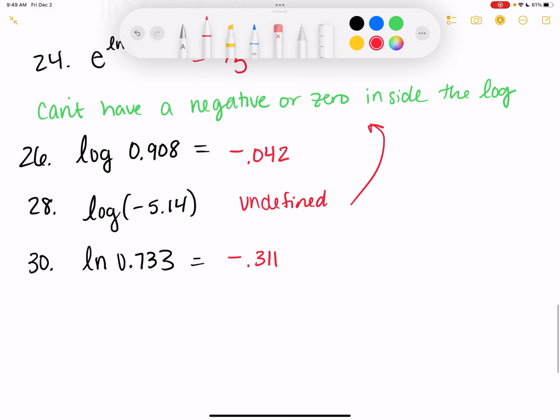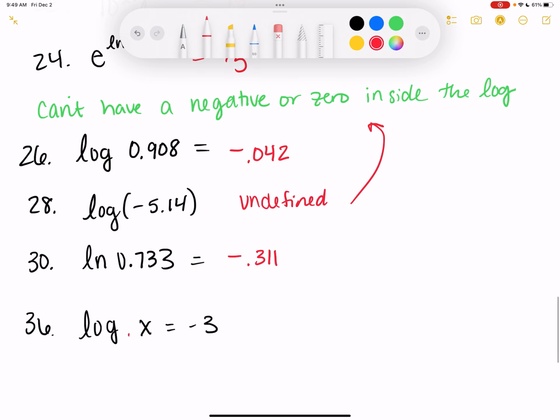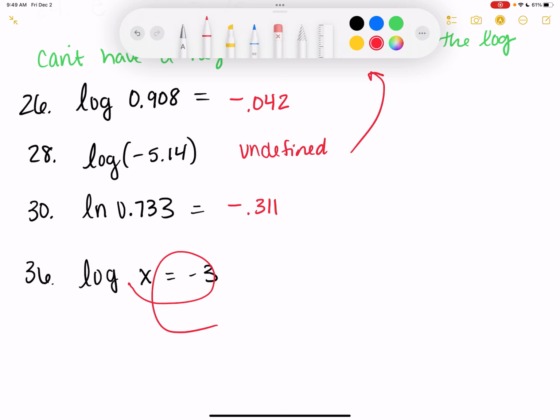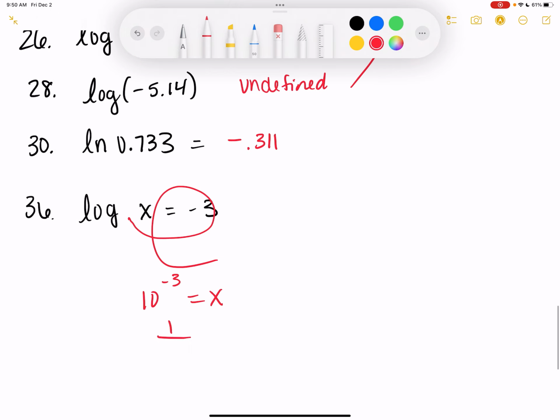And then just so you see one of these, log of x is equal to -3. And we're trying to solve this. So this is a log base what? Log base 10. So you have 10 to the -3 is equal to x. 10 to the -3 would be what? Well, wouldn't you have to flip it? Yeah. So it'd be 1 over 10 cubed, which is what? 1 over 1,000. Yep.